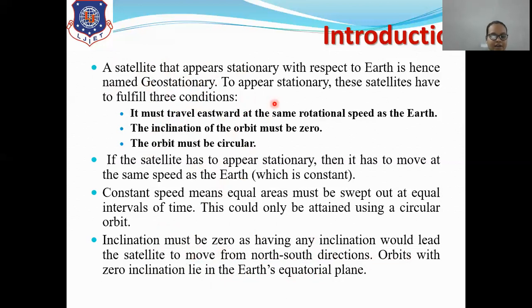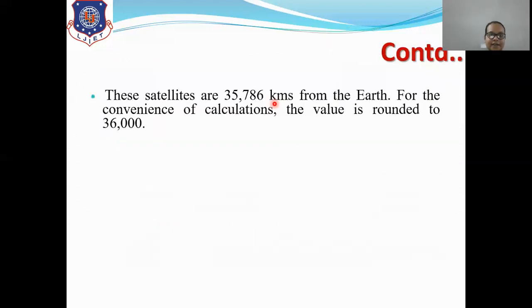Now, the exact height of the satellite to lie in geostationary orbit is 35,786 kilometers. But for our convenience of calculations, from a theoretical point of view, it is rounded up to 36,000 kilometers. So we say that the height of geostationary orbit is 36,000 kilometers from the Earth's surface, and we will prove how it is 36,000 kilometers in the next topic.